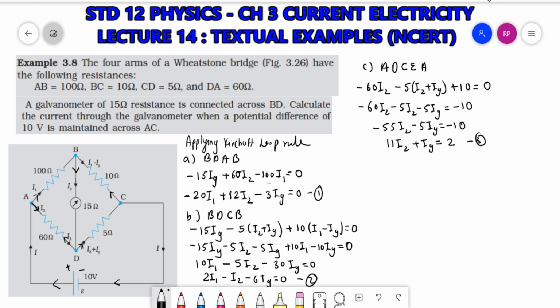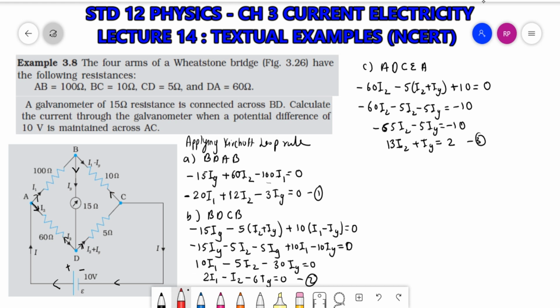Sorry, here there is a mistake. It will be 60 plus 5, that is 65. Dividing by 5, it will be 13. So it will be plus 13 I2, as I have taken minus 5 common. So my equation is 13 I2 plus IG, that is equal to 2. This will be equation 3.